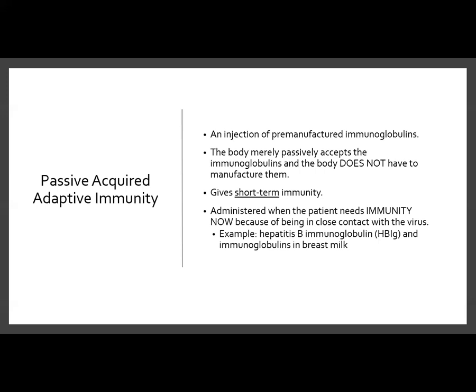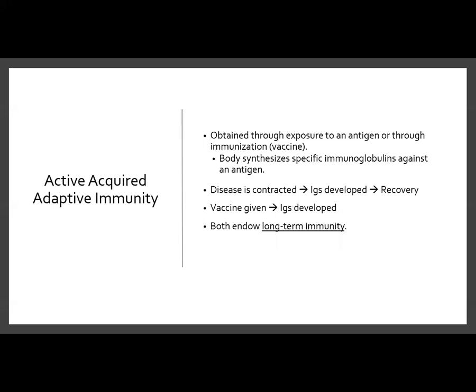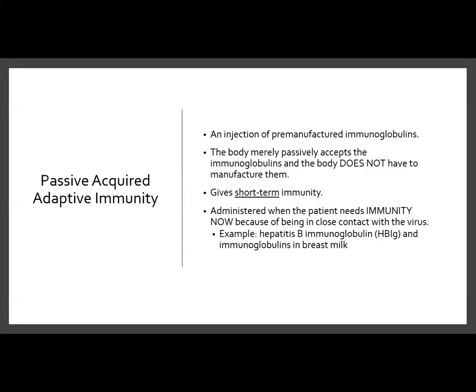So when you think about it, the way I think about it is like this. Active acquired adaptive immunity is kind of like I teach the man to fish. So I'm teaching my body how to fish. In this sense, I'm teaching my body how to fight off this antigen. While passive acquired adaptive immunity is I'm handing the man the fish. He's going to be able to eat and he's going to be able to fight off this virus, but he does not have long-term immunity. So that's the big difference, is one gives you long-term, one gives you short-term.